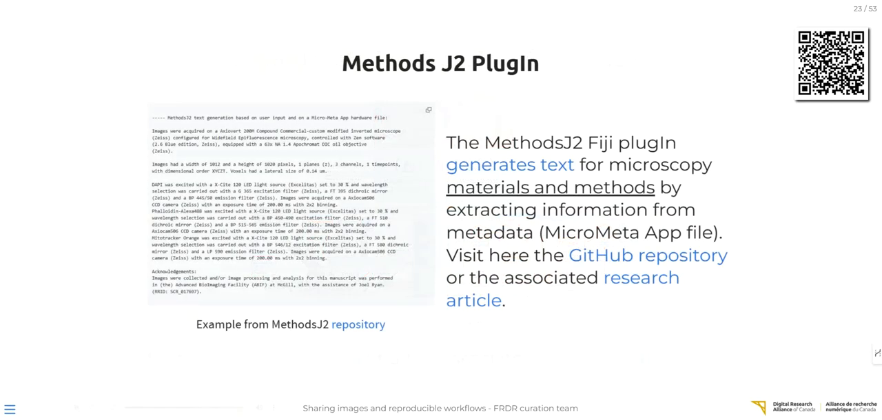The Methods J2 plugin for Fiji simplifies the writing of your microscopy materials and methods section. It uses metadata from a file created with the MicroMeta app to automatically generate structured, standardized text. The output includes detailed information on the microscope, hardware, and imaging parameters. You can access the plugin from GitHub or explore its validation in the referenced article.